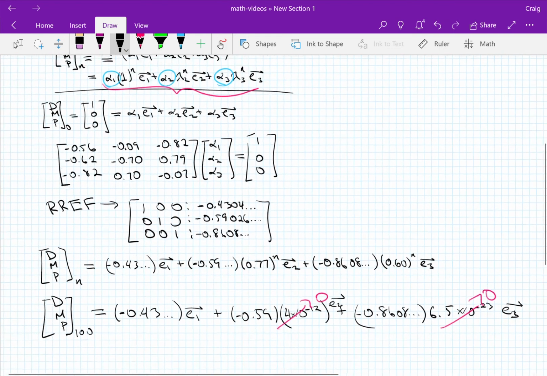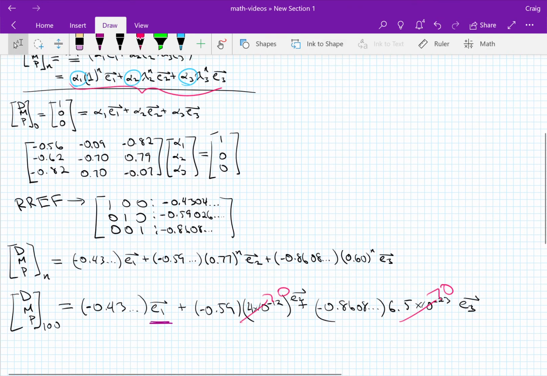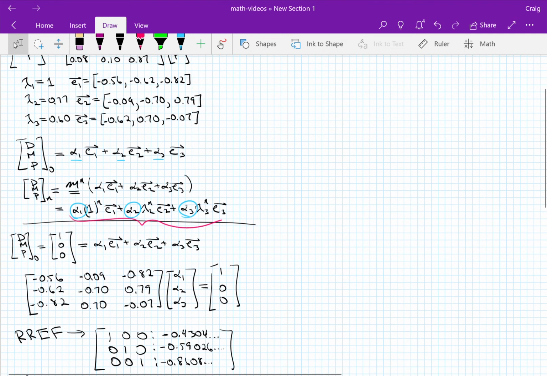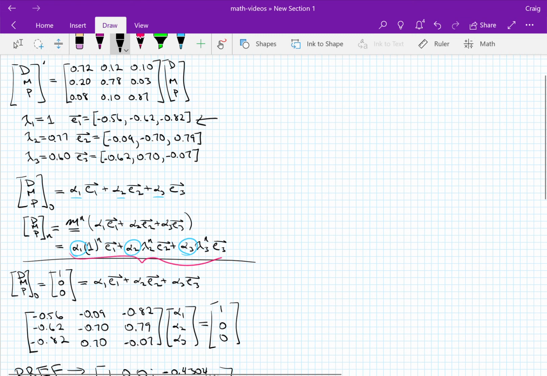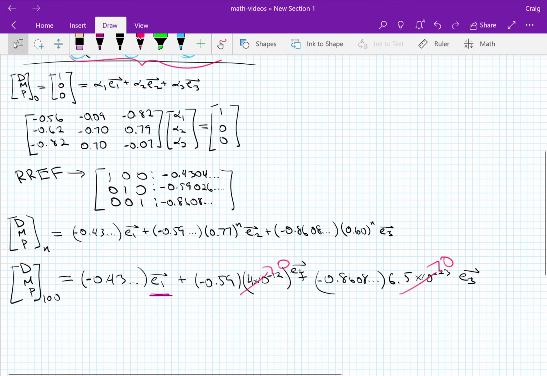So this just shows you that the population really becomes quickly dominated, for eigenvalues that are smaller than 1, by the eigenvector that has a magnitude bigger than 1. So essentially, if we go through and take minus 0.43 times my original E1 eigenvector, the minus 0.56, minus 0.62, minus 0.82, we'll see that we get something that adds up to 1, but has the appropriate ratio of the columns in terms of the ratio of Delaware to Maryland, Maryland to Pennsylvania, and Pennsylvania to Delaware.